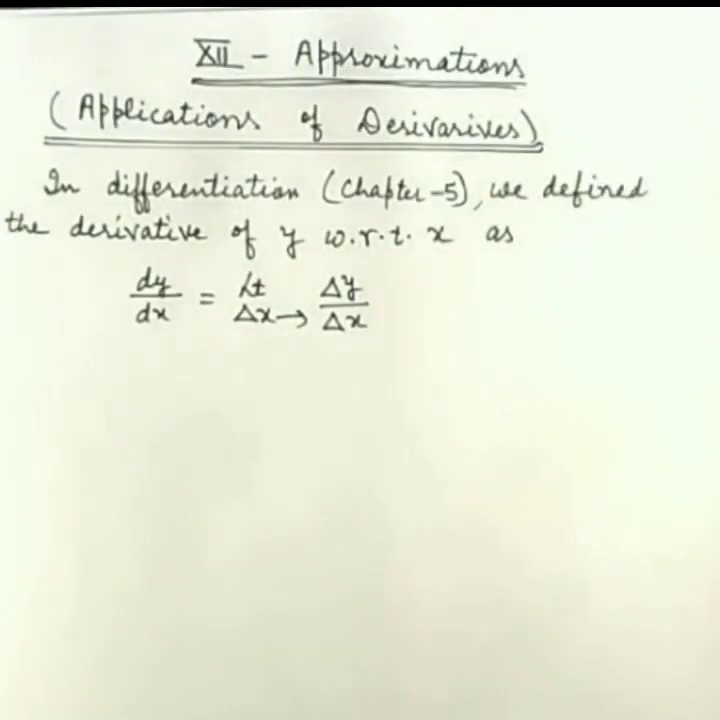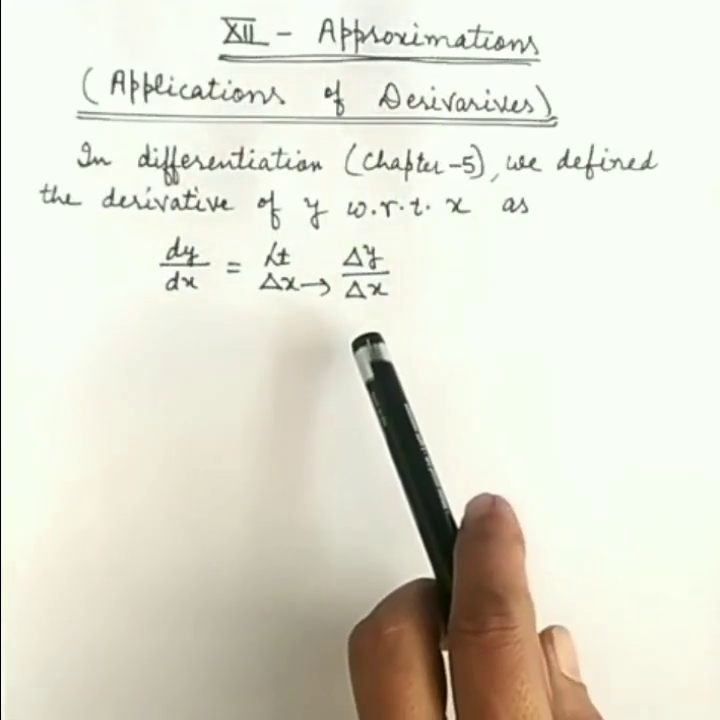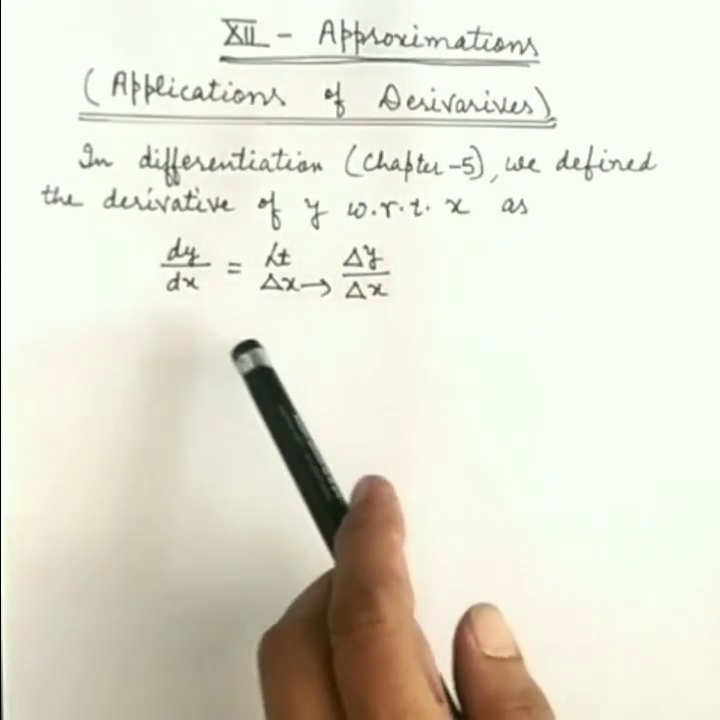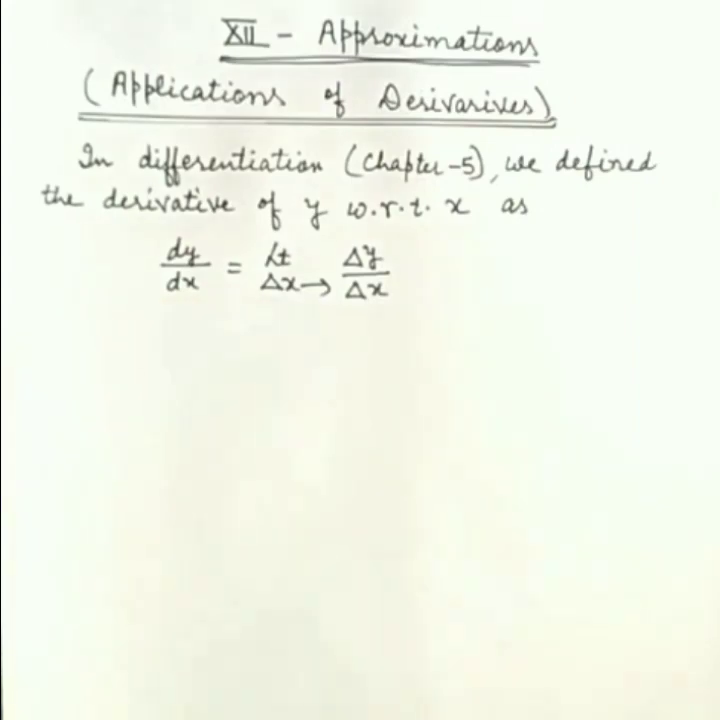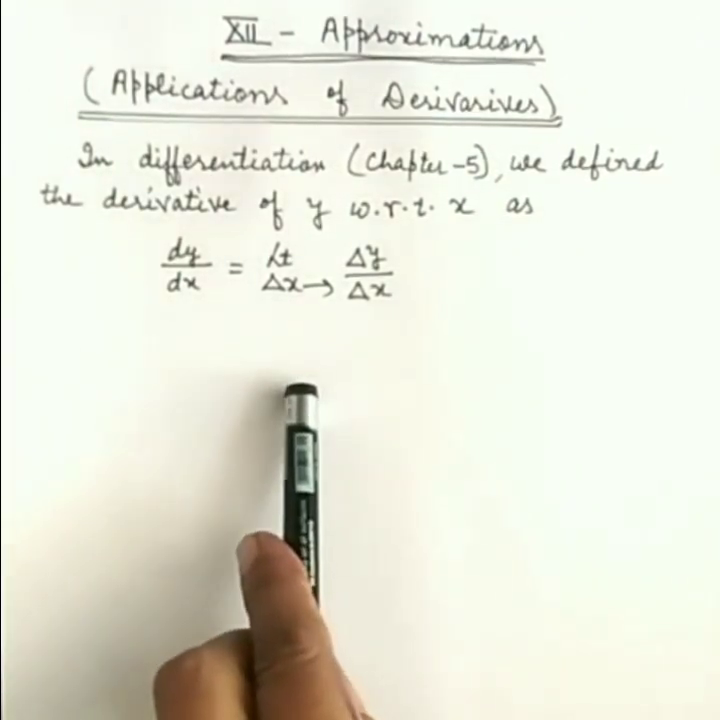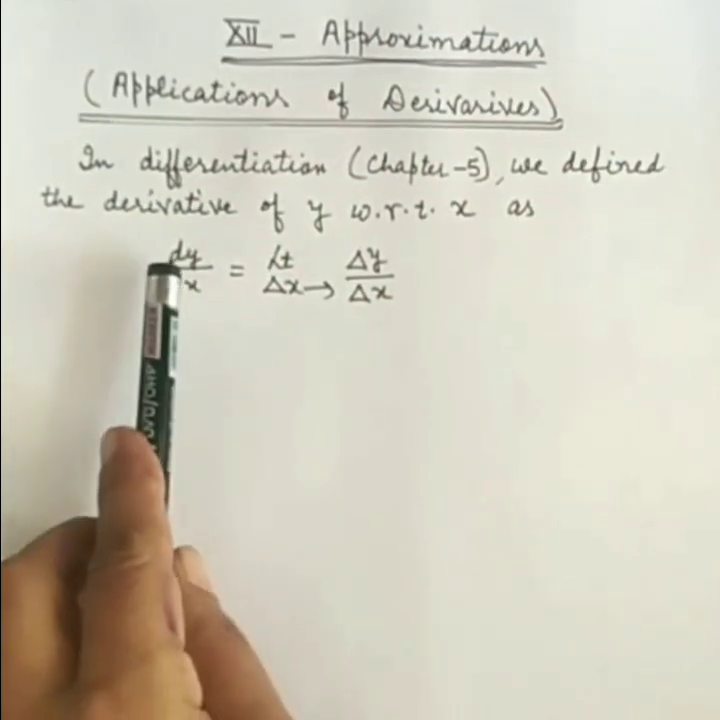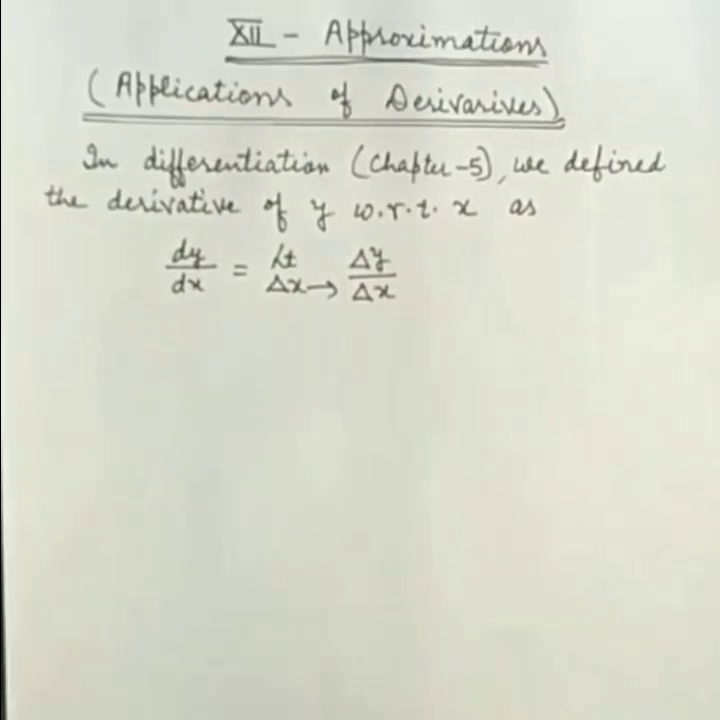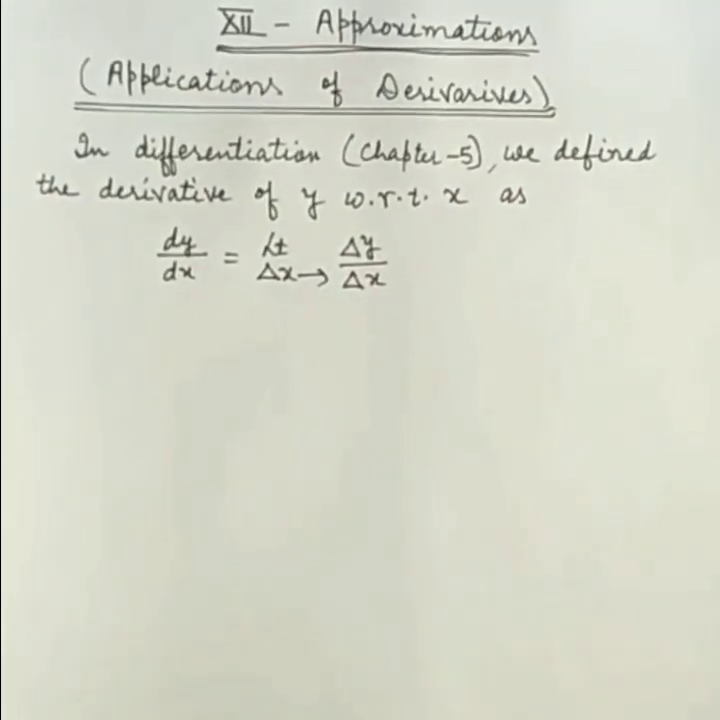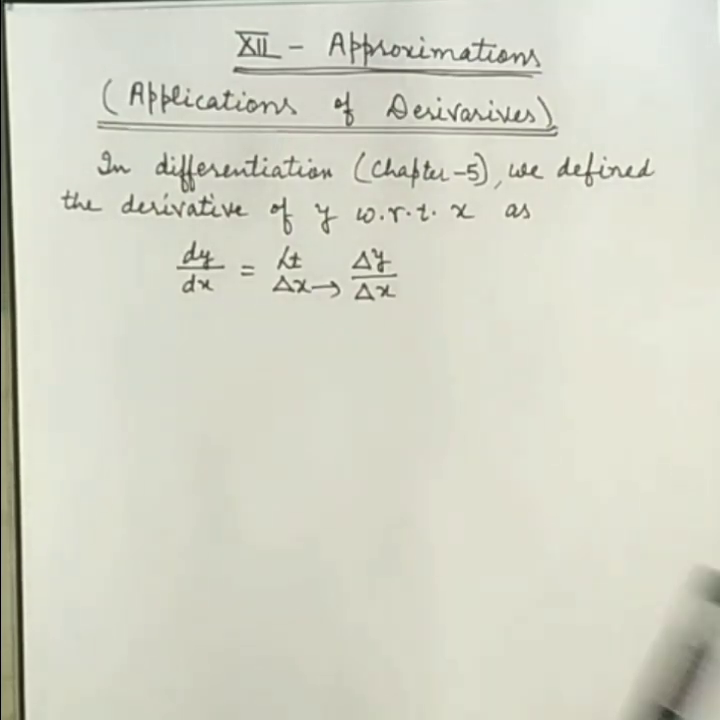Dear children, in chapter 5, that is differentiation, we define the derivative of y with respect to x as dy upon dx is equal to limit delta x tends to 0 delta y upon delta x, and considered dy by dx as a symbol, not as a quotient of two separate quantities dy and dx. But in this topic of approximation, we shall give meaning to the symbols dx and dy separately.